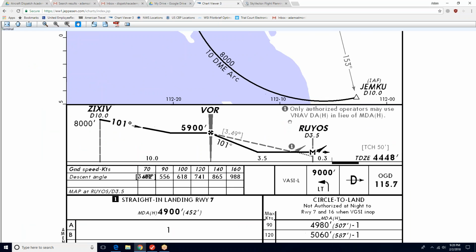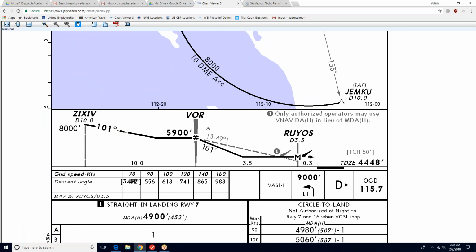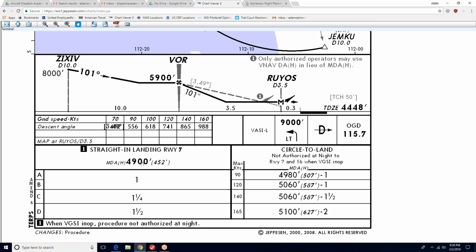So now this is what a non-precision approach will look like. You kind of see what I was saying earlier. You just descend down to that final altitude and you just level off. So anyway, that's the only real difference, is you don't have that vertical guidance. So the approach on this runway here, you can go down to 452, which once again means 500 to us. And then this is your visibility depending on the category of aircraft you're flying.